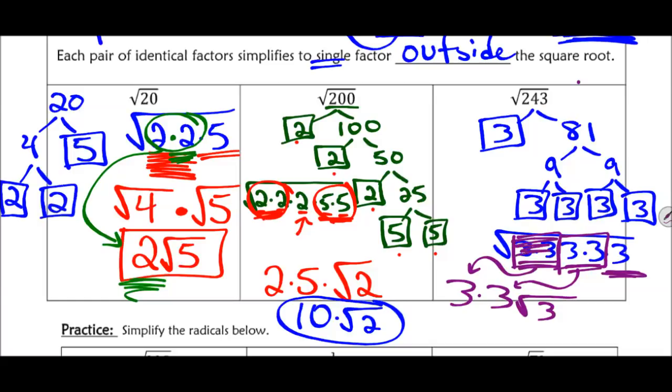These guys go away because they found a pair. What we did is the square root of 9 to get this 3 on the outside, and another square root of 9 to get this 3 on the outside. And we take one more step to simplify that completely. 3 times 3 is 9. And that is as simple as it gets.